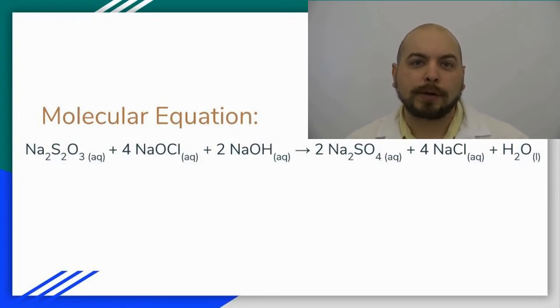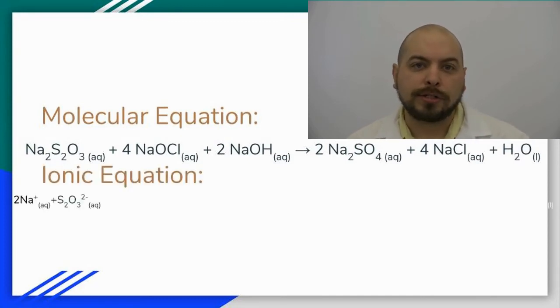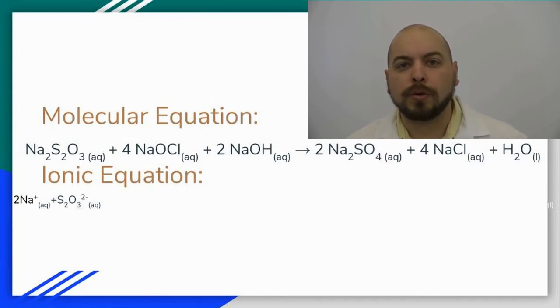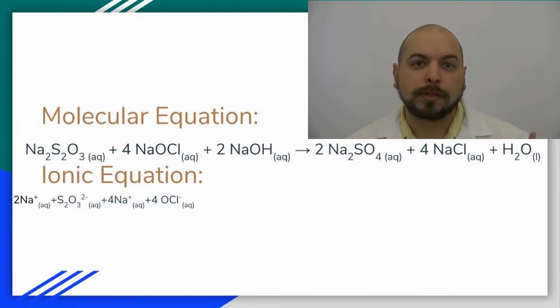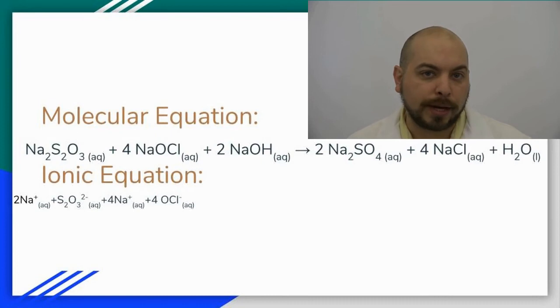This means we identify relative solubilities of reactants and products. Sodium thiocyanate, Na2S2O3, is fully soluble because all alkali metal salts are fully soluble. Therefore, we get 2 sodium ions and 1 thiocyanate ion, S2O3 2-. We also will take the sodium hypochlorite, recognize that it is fully soluble, and separate it into its ionic components, so it's 4 sodium ions and 4 hypochlorite ions. So it's 4 Na plus and 4 OCl minuses.